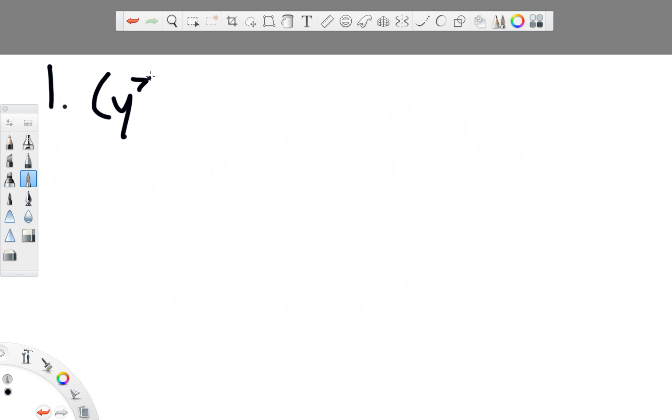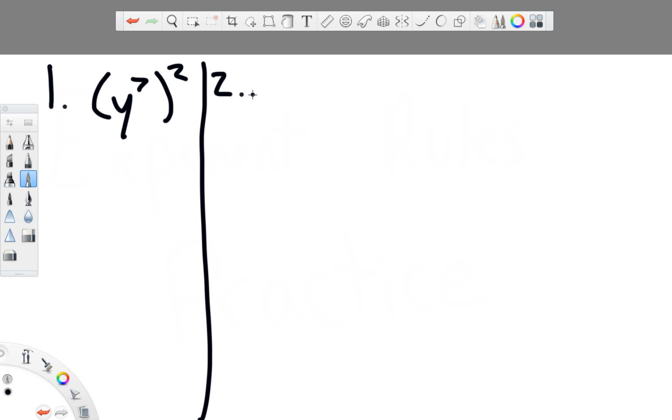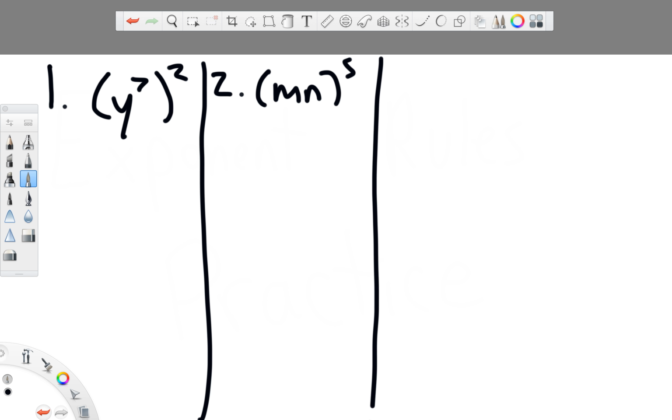So we got y to the power 7 squared, be number 1. Number 2 is going to be mn to the power 5. And 3 will be 5m to the power 3, n to the power 0.